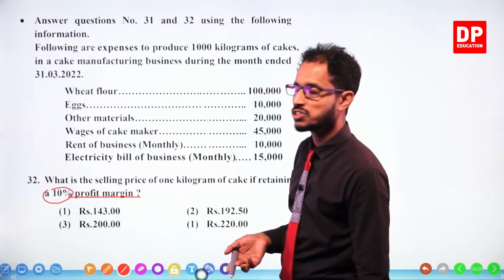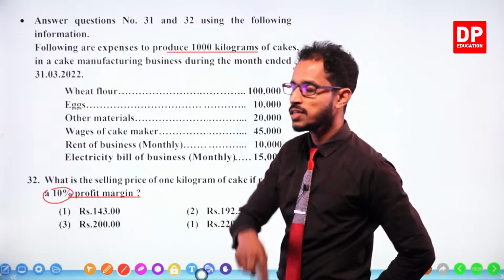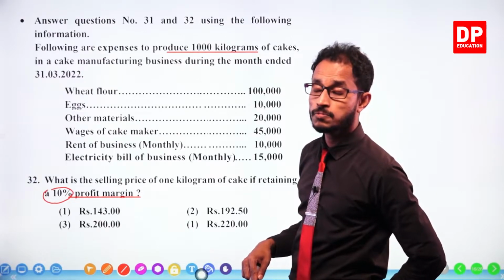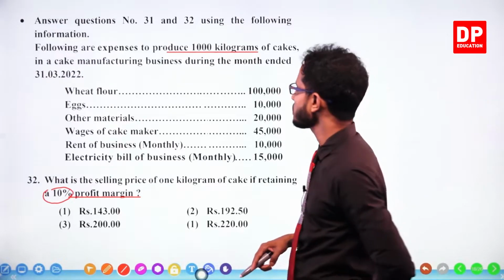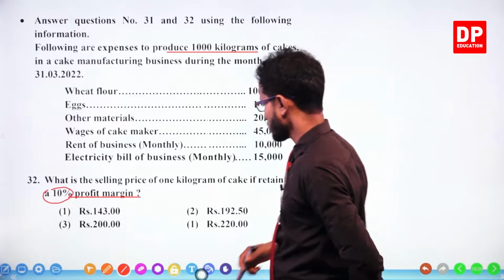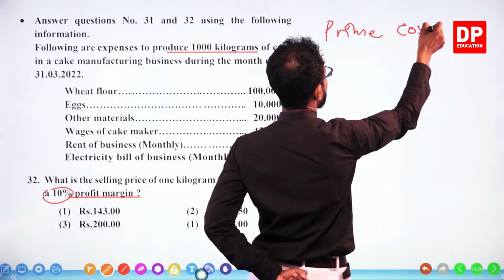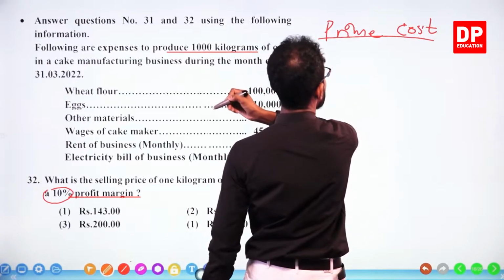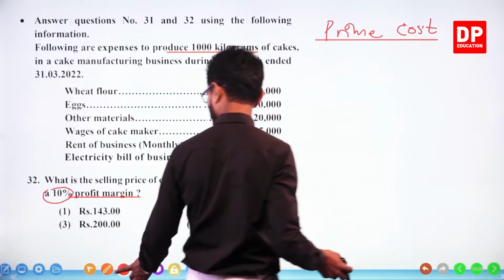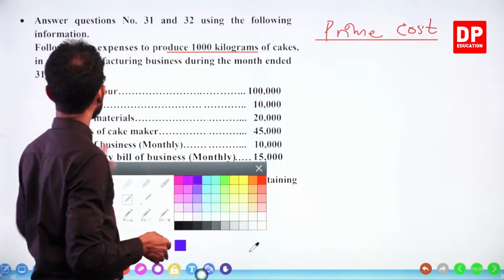Let's calculate the unit cost first. Expenses are given to produce 1000 kilograms, not 1 cake, not 1 unit, 1000 units. So we have to calculate the unit cost of 1 cake. Let's calculate the prime cost first. What items should be under prime cost?